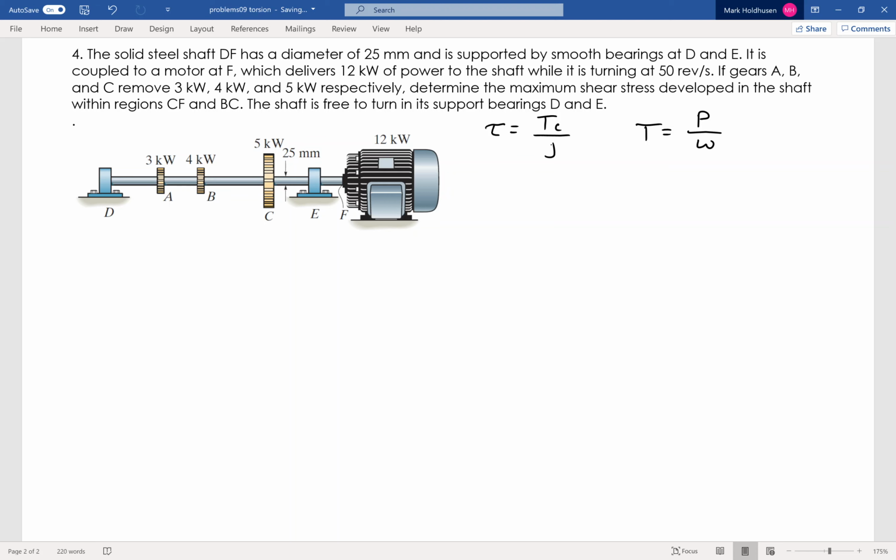For what we have here, I have rotational speed equals 50 revolutions per second. Of course, I want to get that in radians, so I'm going to multiply that times 2 pi. So my speed, I'm just going to leave as 100 pi, and again, that will be in radians per second, which is the units that I want. From that, now I can go through and figure out the torque in each segment.